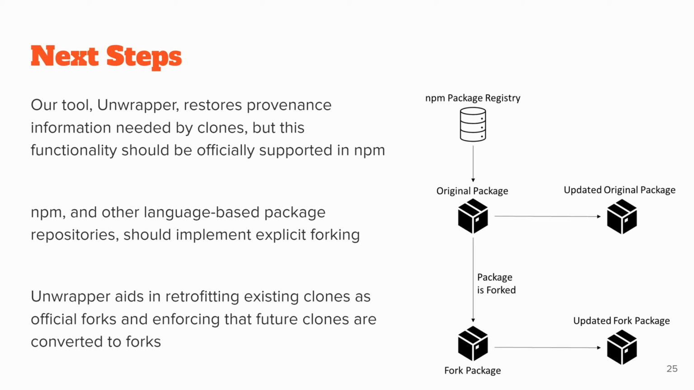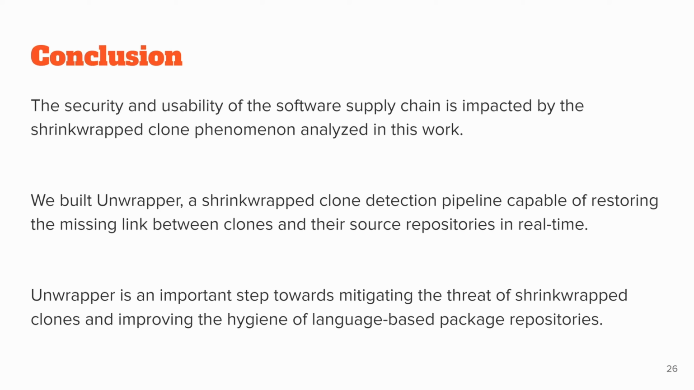We also believe that Unwrapper could aid in retrofitting existing clones as official forks and enforcing that future clones are converted to forks. To conclude, the security and usability of the software supply chain is impacted by the shrink-wrapped clone phenomenon analyzed in this work. To address this, we built Unwrapper, a shrink-wrapped clone detection pipeline capable of restoring the missing link between clones and their source repositories in real time. We believe that Unwrapper is an important step towards mitigating the threat of shrink-wrapped clones and improving the hygiene of language-based package repositories.